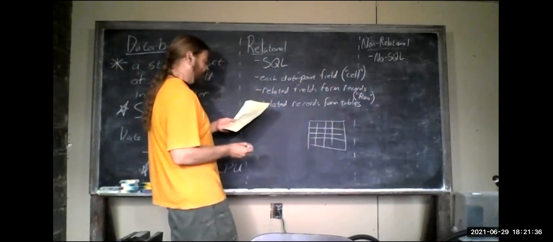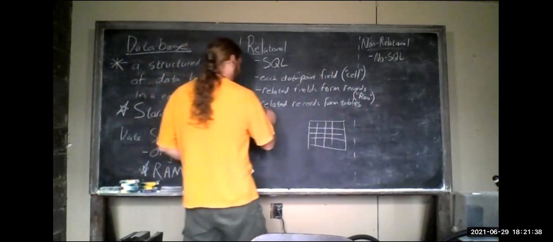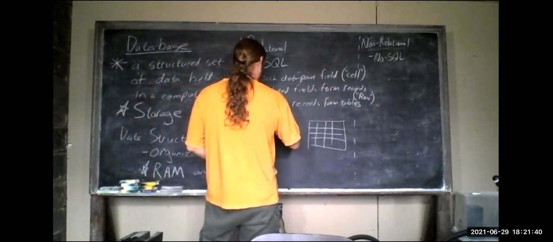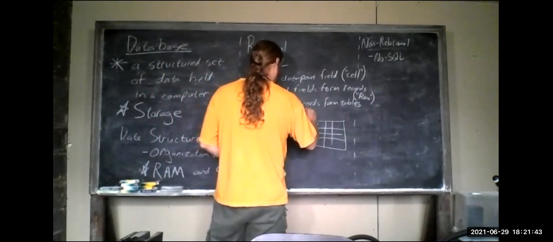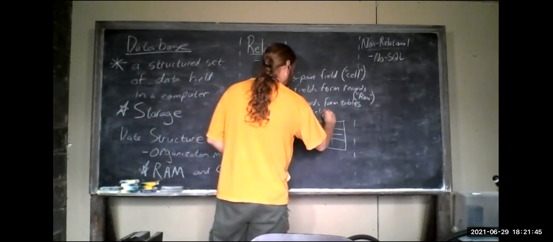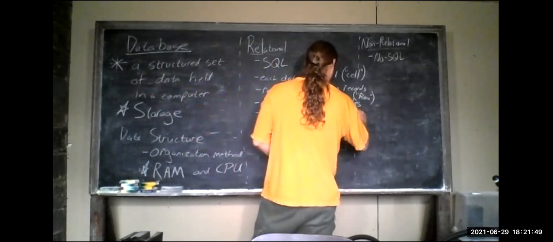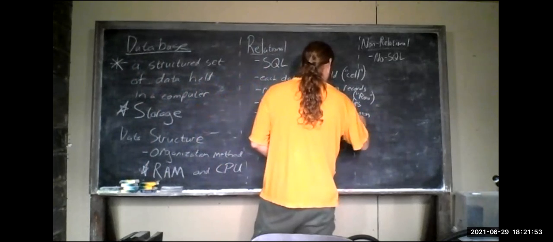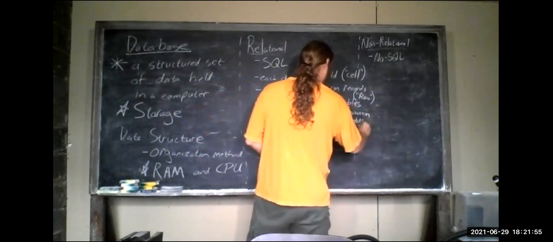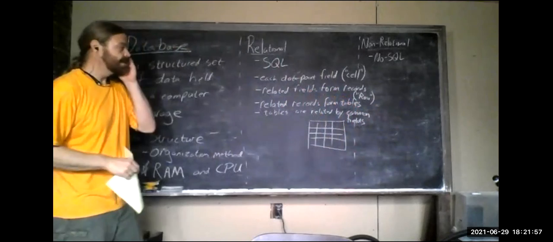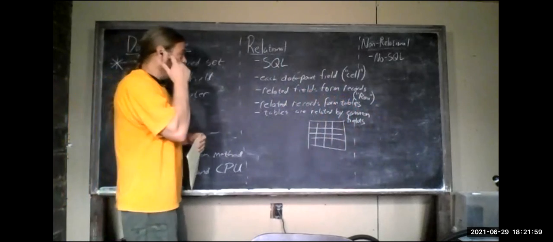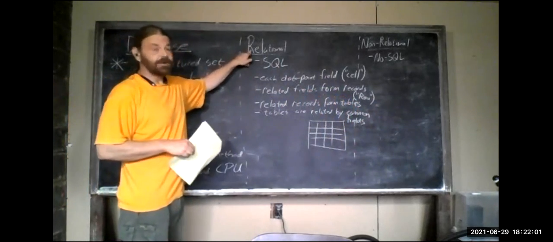Then tables are related by common fields. Tables are related by common fields, which again, I didn't leave myself enough room there. Hopefully that's somewhat legible. So you can see the relational part.